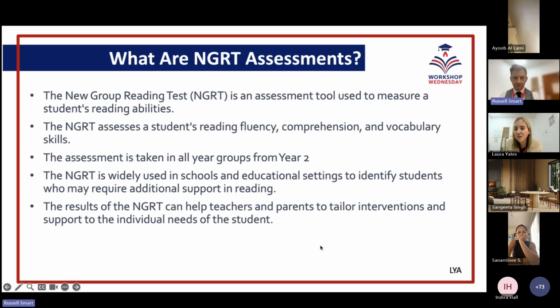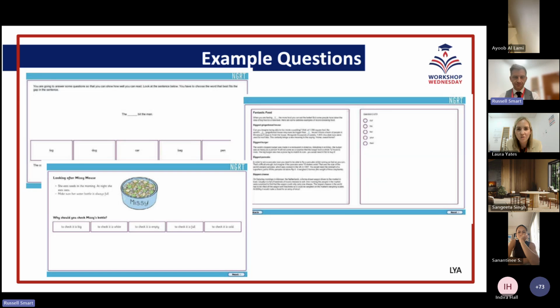So we're going to have a little look at some example questions from the NGRT so you can get a flavour of what they look like. If we start with the question on the top left, this is actually assessing the students on their vocabulary. The students are having to choose which word correctly goes into the sentence. The question on the right-hand side of the screen asks the students to choose the correct word to go into the sentence, but the sentences are in paragraphs this time. So it's a little bit trickier for them.